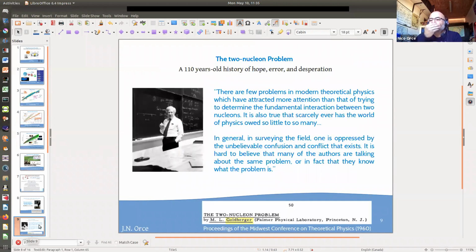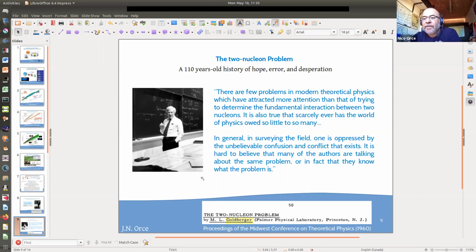So this led to the point to say, a little bit later, in 1950 and 60: there are a few problems in modern theoretical physics which have attracted more attention than that of trying to determine the fundamental interaction between two nucleons. It is also true that scarcely ever has the world of physics owed so little to so many. This guy, Goldberger, was a professor at Princeton, director of Caltech. So he was a big shot.